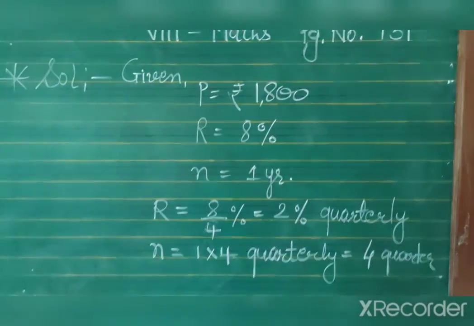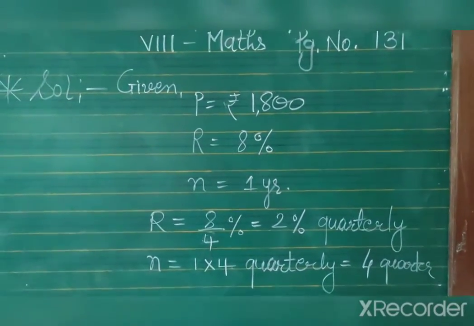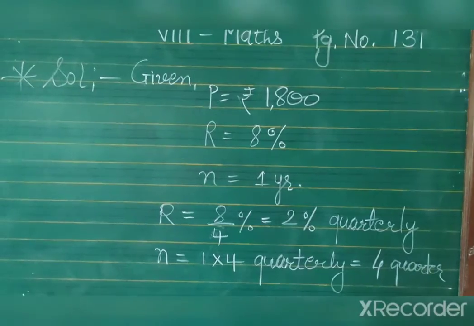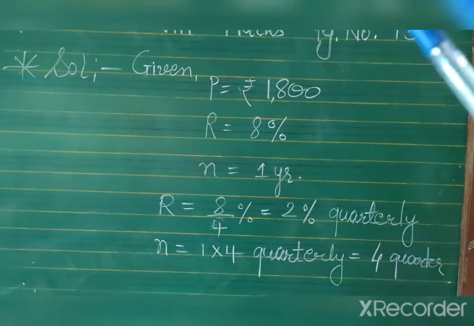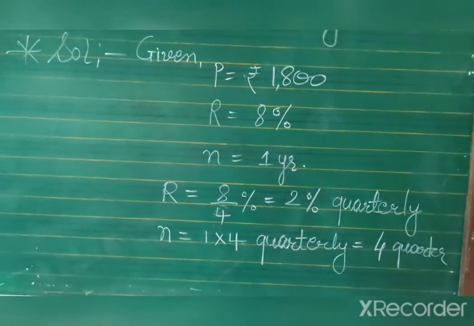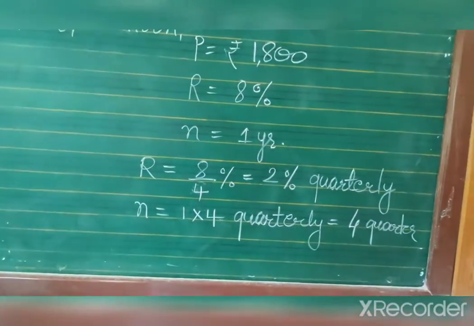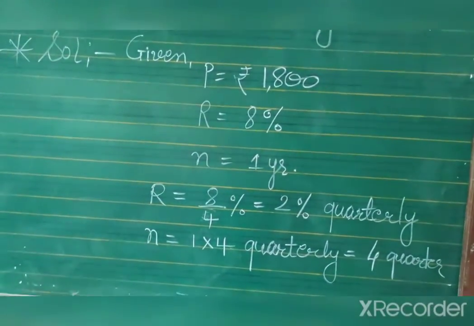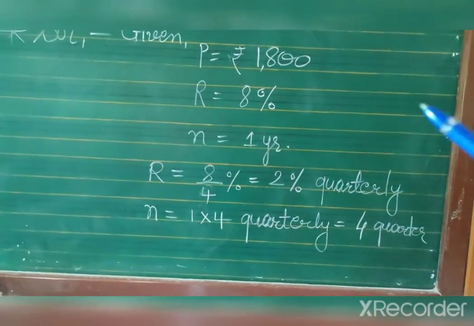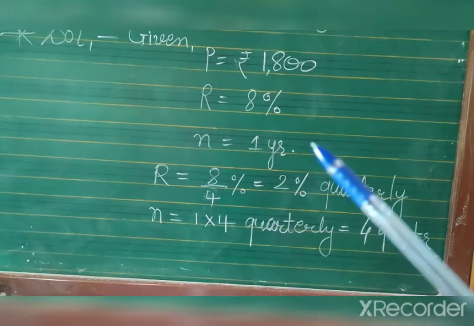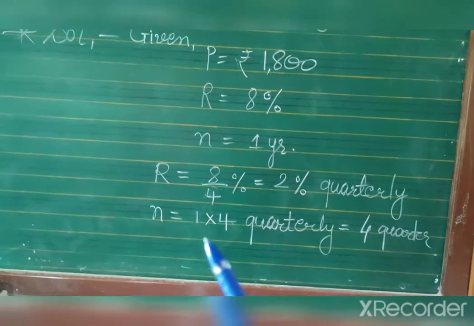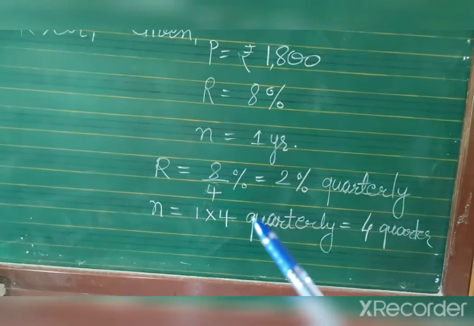Okay. Now in the second situation, it is given principal is equal to rupees 1,800, rate of interest 8% per annum. I forgot to write here per annum, but you will write it, and n equal to 1 year. But the compound interest is calculated quarterly. So what we will do, number of periods multiply by 4 and rate of interest divided by 4. So 4 twos are 8, so 2% quarterly, and number of periods, that means 4 times.